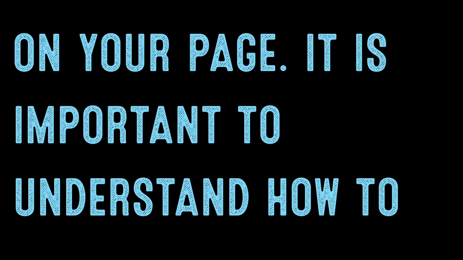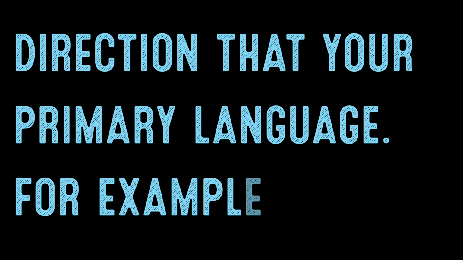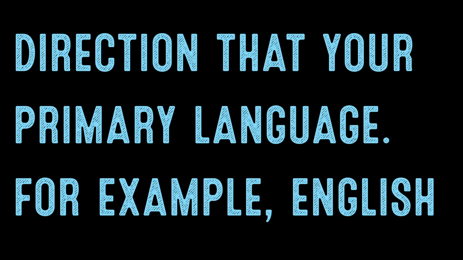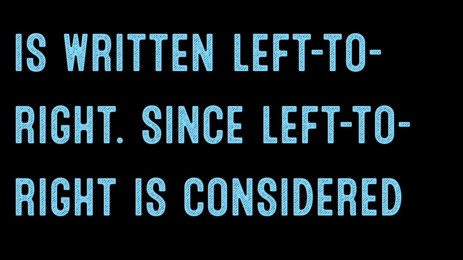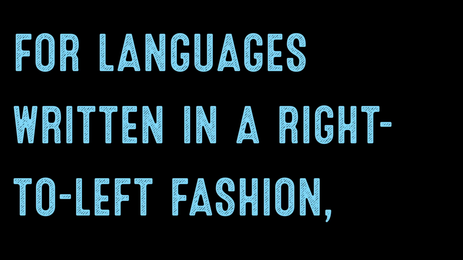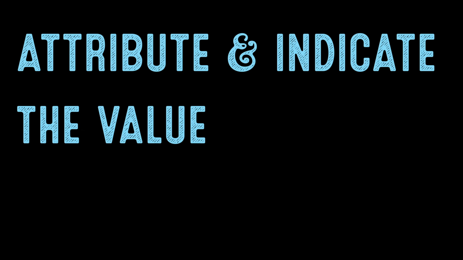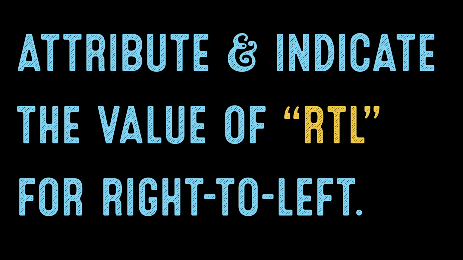It is important to understand how to handle languages that are written in a different direction than your primary language. For example, English is written left to right. Since left to right is considered the default, it does not need to be specified. However, for languages written in a right to left fashion, you need to indicate the direction. You need to add the dir attribute and indicate the value of RTL for right to left. Here is an example.